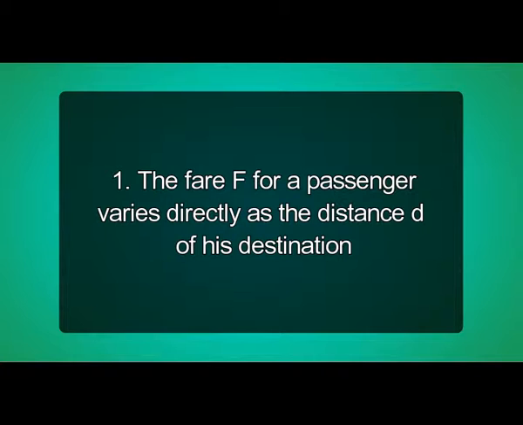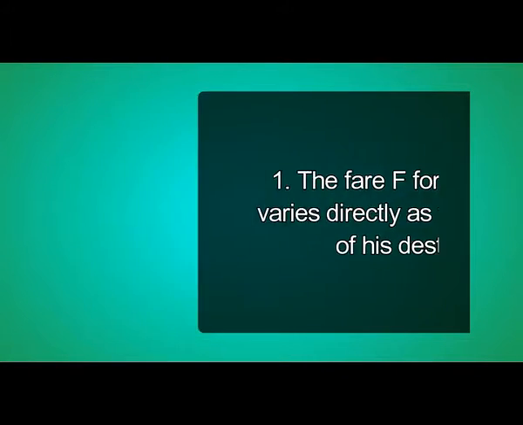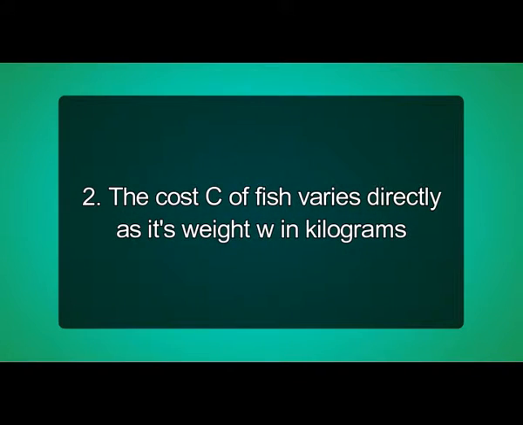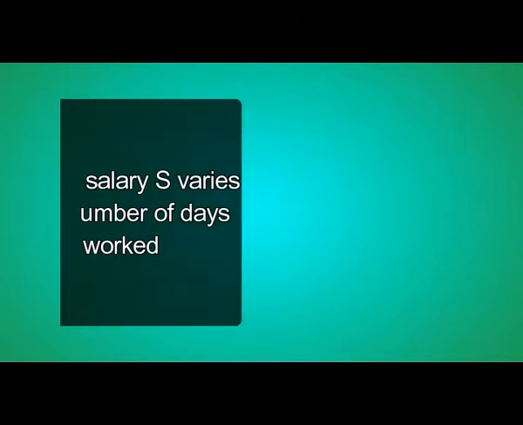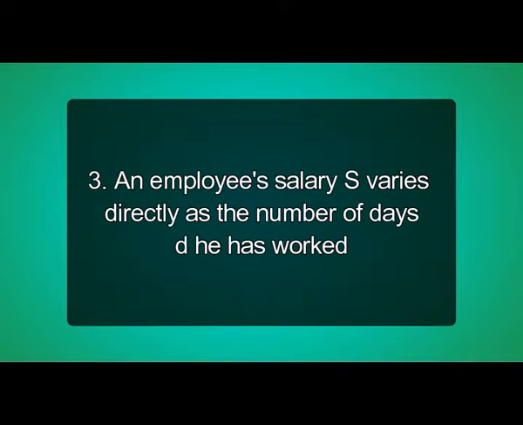Write an equation for the following statement. Number 2. The cost C of fish varies directly as its weight W in kilograms. Write an equation for the following statement. Number 3. An employee's salary S varies directly as the number of days D he has worked.